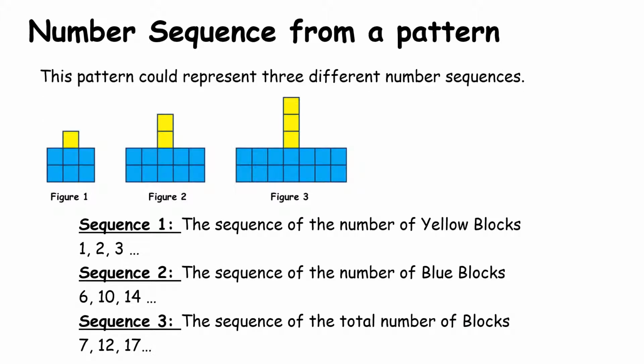So let's take another more complex pattern. Here we have some shapes that have 2 different colors and a shape. The first sequence you could be asked is, what's the sequence of the number of yellow blocks? So that's 1, 2, 3. You could be asked, what's the sequence of blue blocks? And that is 6, 10 and 14. And then the third sequence is the sequence of the total number of blocks, which is 7, 12 or 17. So sometimes a question can ask you to do a sequence based on multiple elements of a pattern. So make sure you're reading the question very carefully to understand which element you are being asked about.